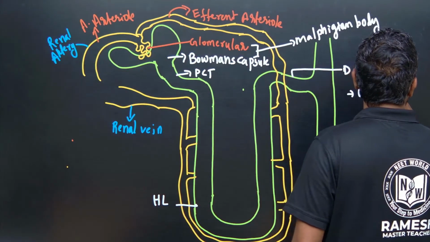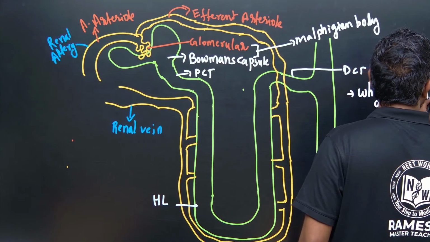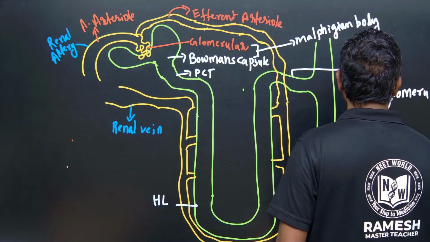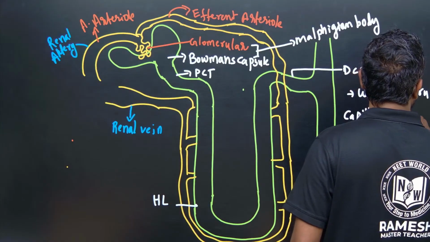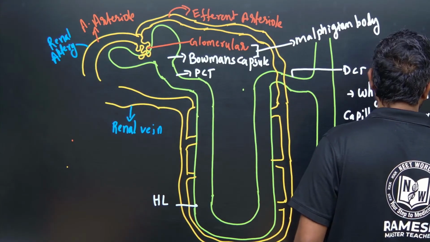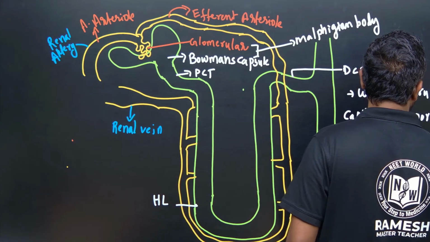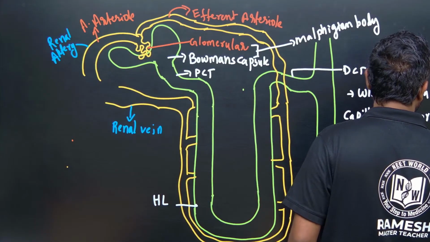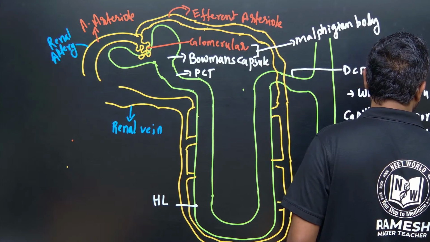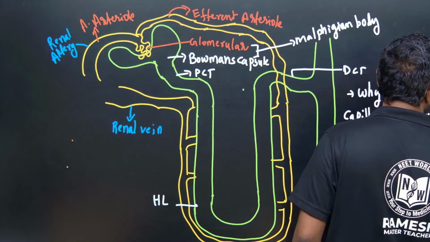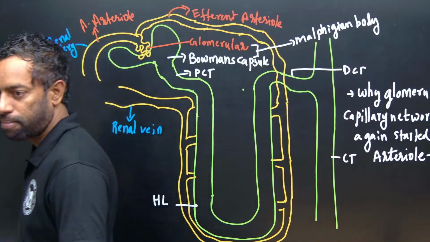The question is: why, after the glomerular capillary network, does an arteriole start again? This is the question for you.